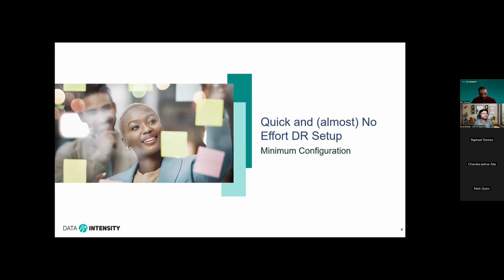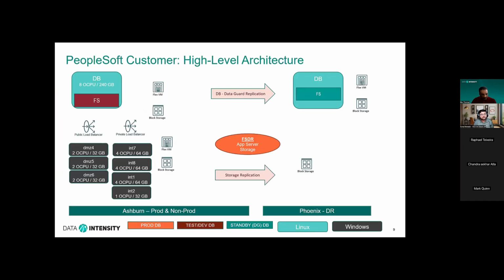This is a PeopleSoft customer. This is quick, and I say almost because you still have to click a few buttons, so that's why I said almost. But it is pretty much a no effort DR setup here. This customer is running on IaaS, not database as a service, so it is infrastructure as a service with Oracle database. They have a bunch of Windows servers. They have a public load balancer and a private load balancer, 3 servers running Windows externally, 4 app servers for internal, and a load balancer, all of that. It's a complex environment.